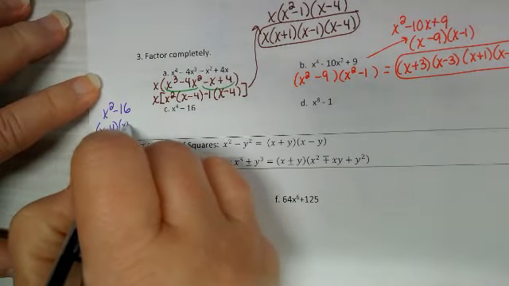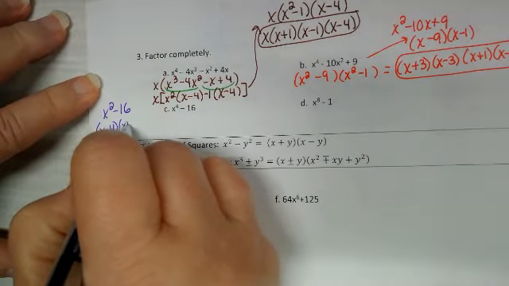Now we're going to talk about our sum and difference of cubes. So this one's new. This one works for addition and subtraction, and it works for cubes. Let's talk about cubes for a second. 1 cubed, 1 to the 3rd power is 1. 2 to the 3rd power is 8. 3 to the 3rd power is 27.